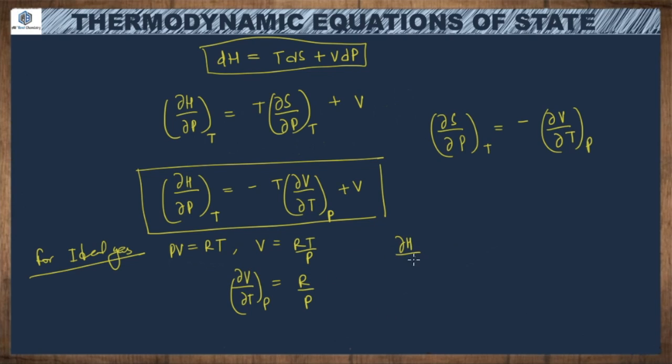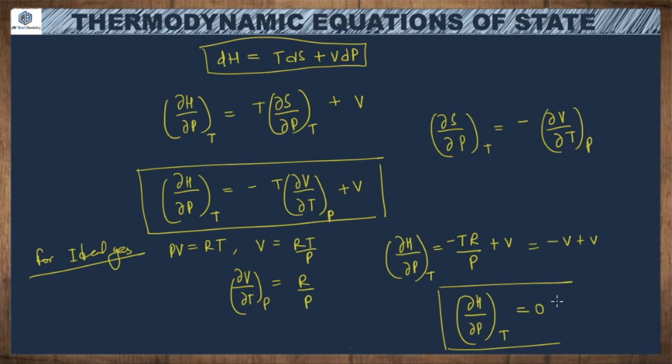So you'll get del H by del P at constant T is equal to minus TR by P, and plus V. Now you know what the value of RT by P is? That is V actually. So you will get minus V plus V, which gives you del H by del P at constant T equal to 0. So for an ideal gas, you get from the second thermodynamic equation of state that the change in enthalpy with respect to pressure at constant temperature is equal to 0.